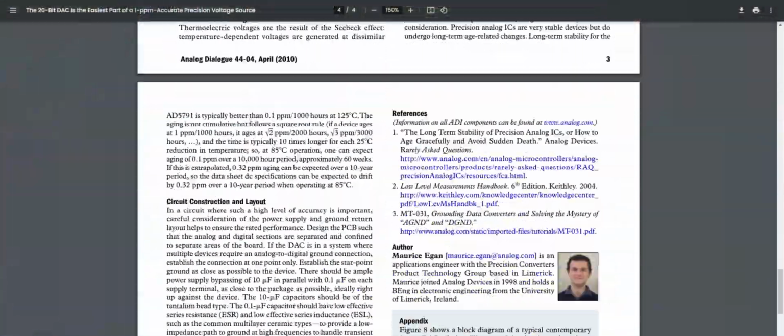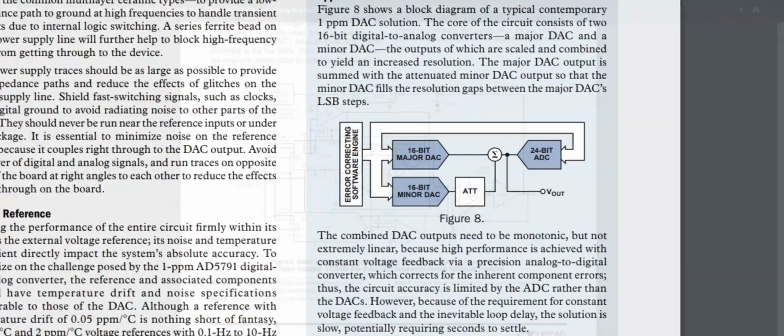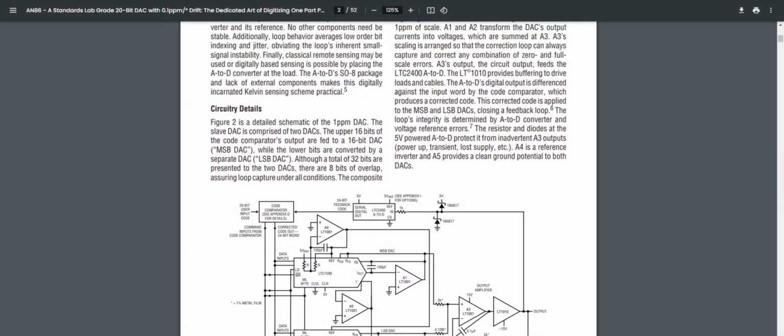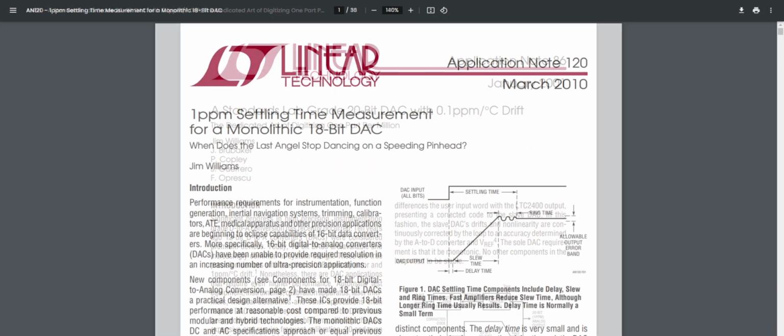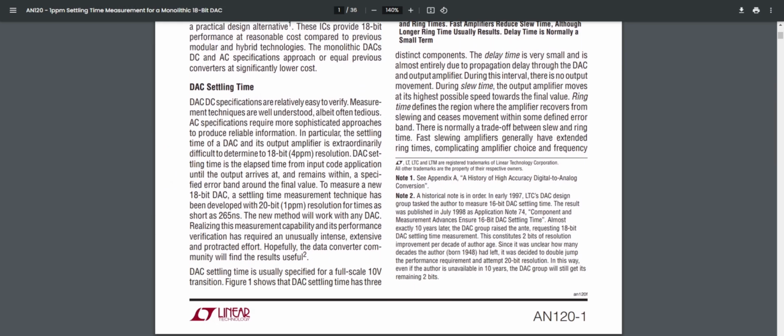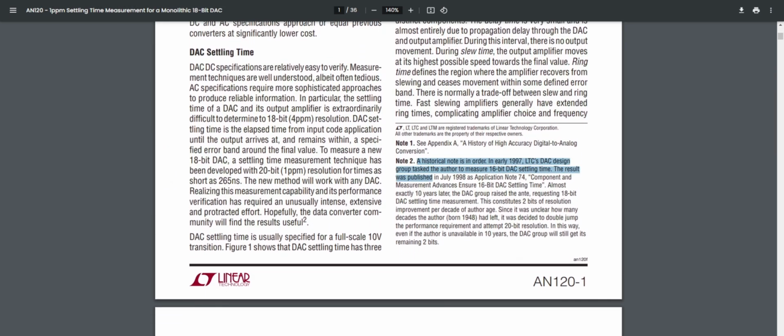ADI was so proud of this DAC that they took a subtle dig at Jim Williams' discrete 20-bit DAC from a decade earlier. Jim had the last word, however, by saying he was expecting this development and overspec'd his DAC settling time measurement circuit accordingly.